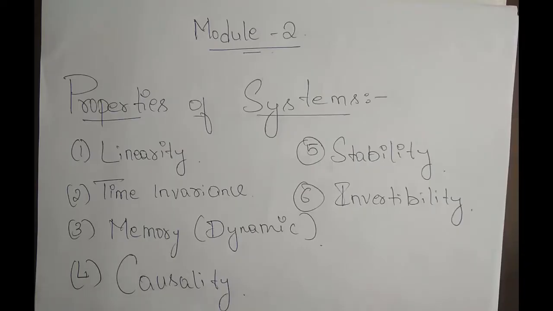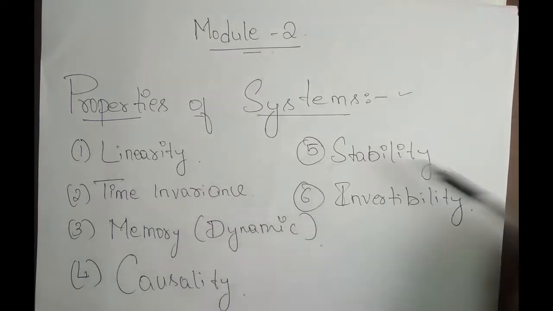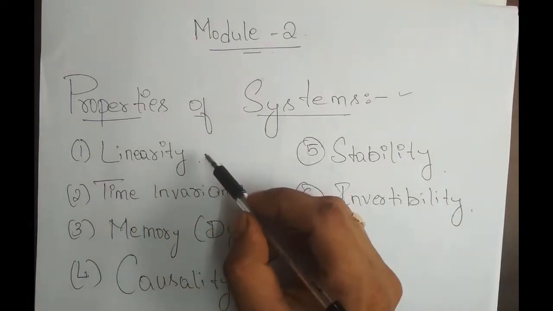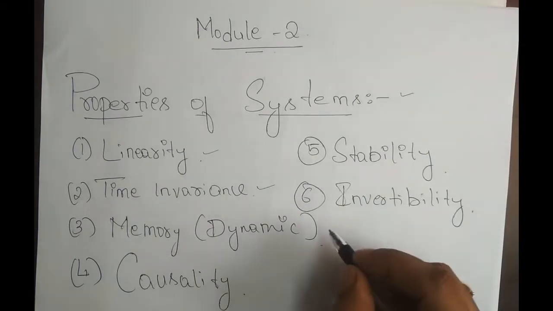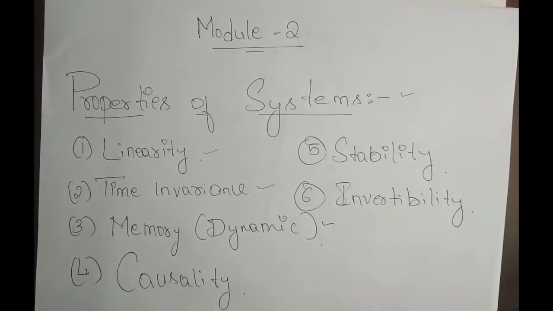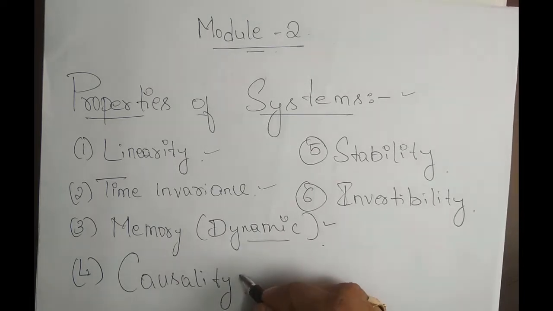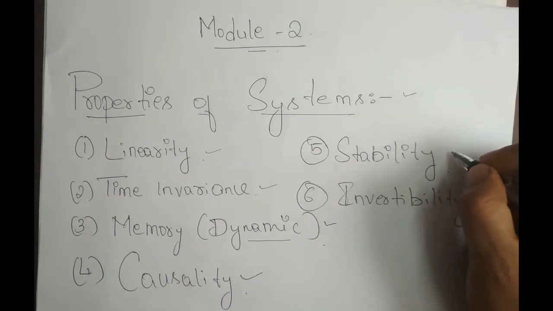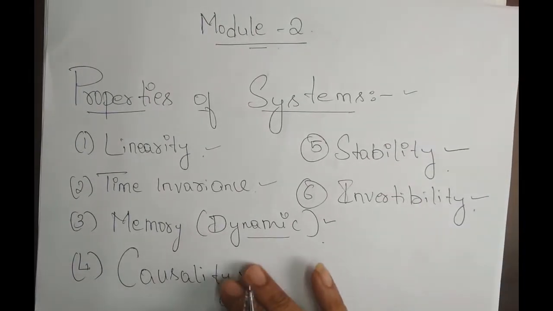So hello everyone, we shall start with module 2. Majorly in module 2 we are discussing properties of systems, and in detail we will be discussing these 6 properties. We will be discussing the linearity property, the time invariance property, memory, also called the dynamicity of the system. We also discuss the causality of a system, we discuss stability, and we will discuss invertibility.